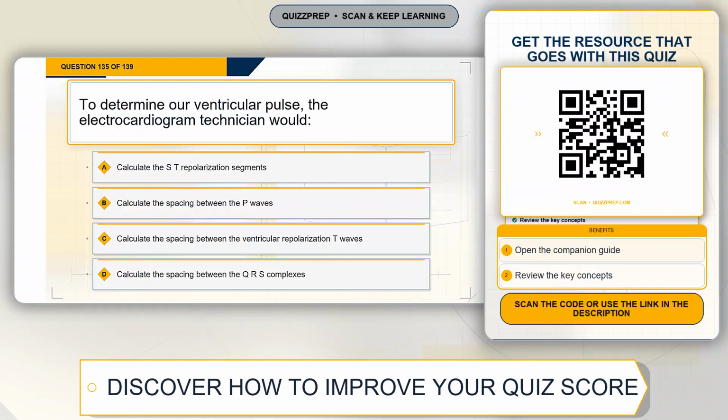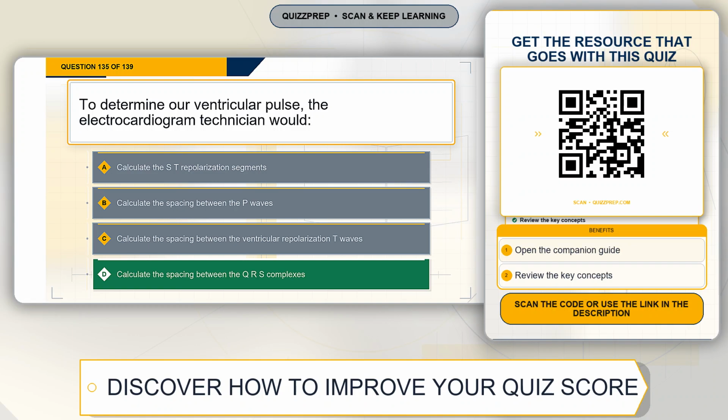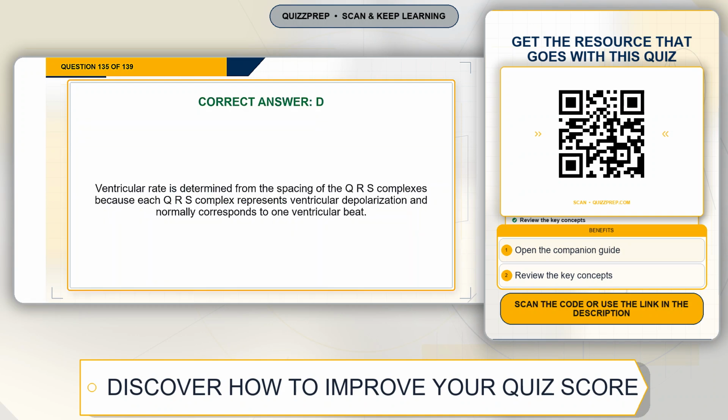Question 135. To determine our ventricular pulse, the electrocardiogram technician would: option A, calculate the ST repolarization segments. Option B, calculate the spacing between the P waves. Option C, calculate the spacing between the ventricular repolarization T waves. Option D, calculate the spacing between the QRS complexes. The correct answer is option D, calculate the spacing between the QRS complexes. Explanation. Ventricular rate is determined from the spacing of the QRS complexes because each QRS complex represents ventricular depolarization and normally corresponds to one ventricular beat.